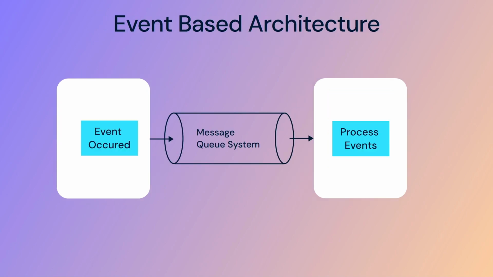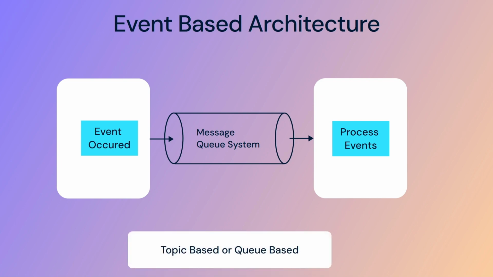So in the event based architecture, we have different services, and different events could be emitted from one service or multiple services, and other services can be consuming those events. So basically we have two types of implementation: topic based or queue based.